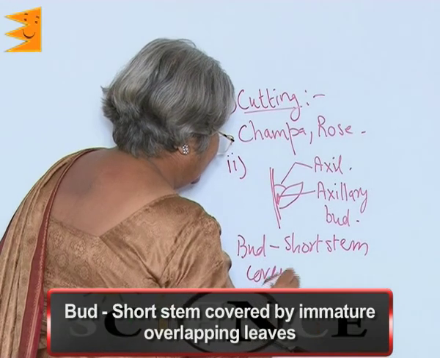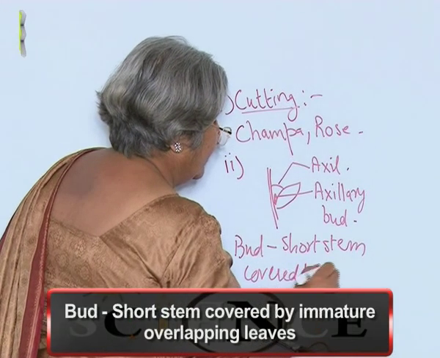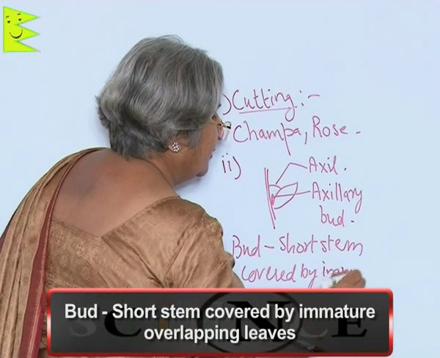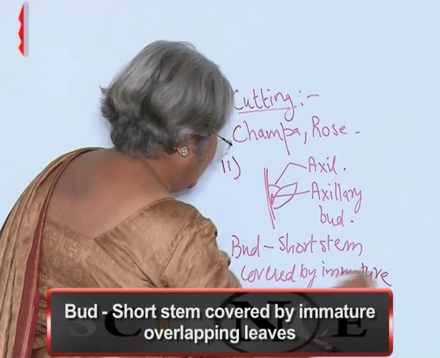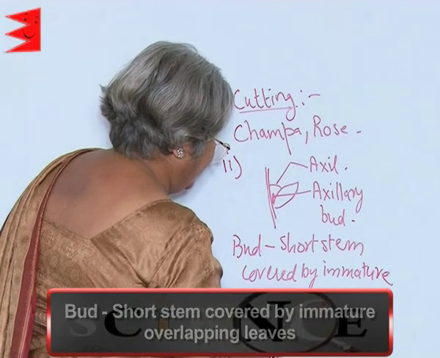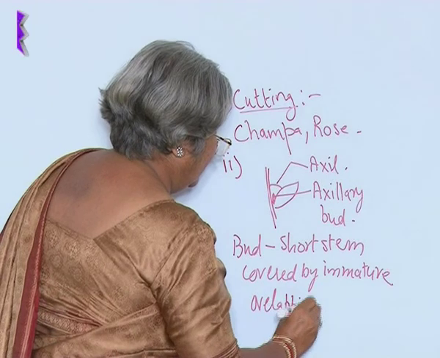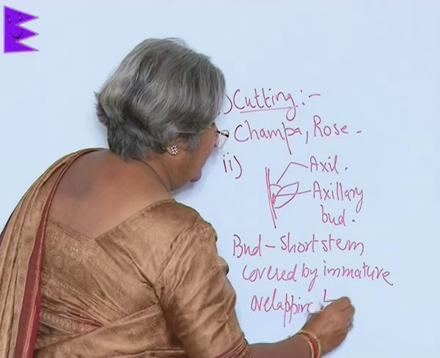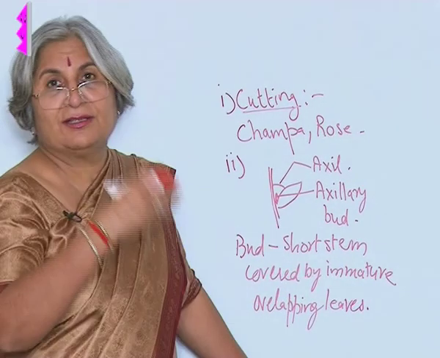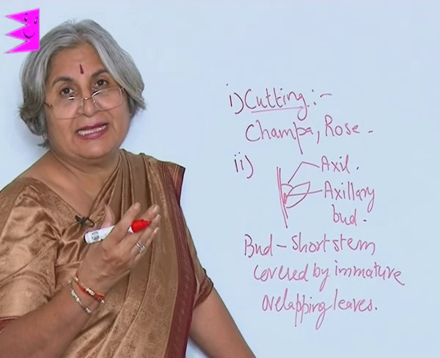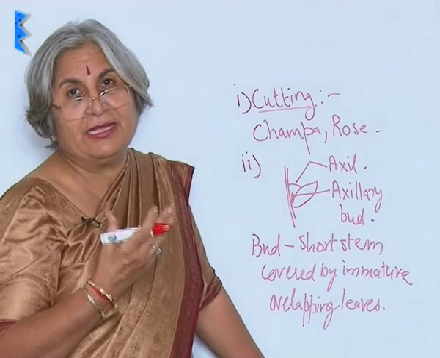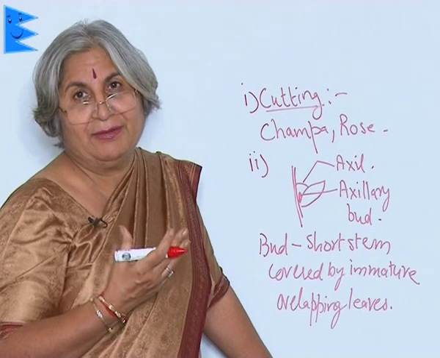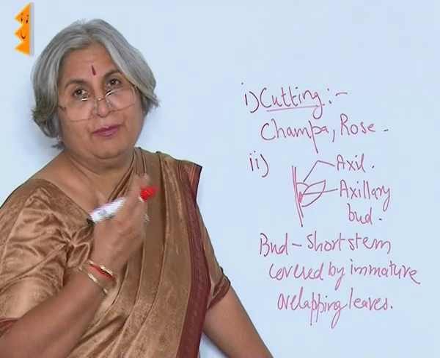covered by immature overlapping leaves. These buds start growing and that is the time when we can say now it is a full fledged plant because these buds will grow into branches.